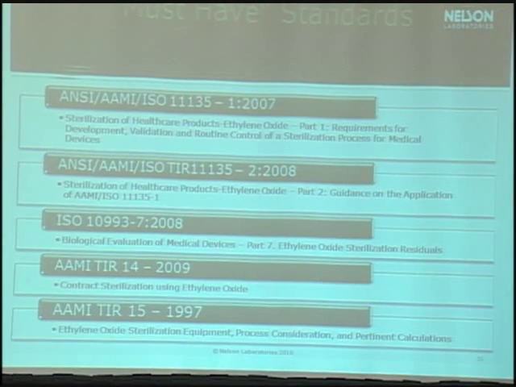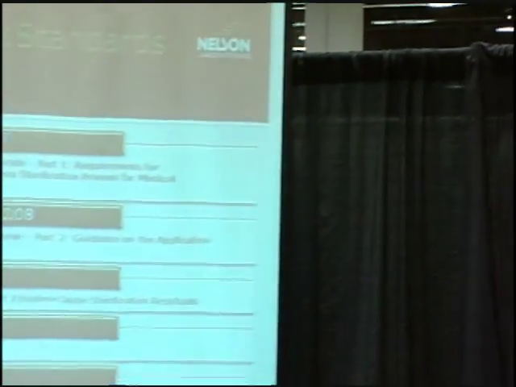And then there's a lot of these AAMI TIRs, or Technical Information Reports. These are ones that we as Americans, the Association for the Advancement of Medical Instrumentation, write to give guidance on how to meet the standards. So they're more guidance documents as opposed to actual standards. But put an asterisk or write down TIR 16. That's probably the most valuable one that gives you the most guidance on how you do the validation process itself.